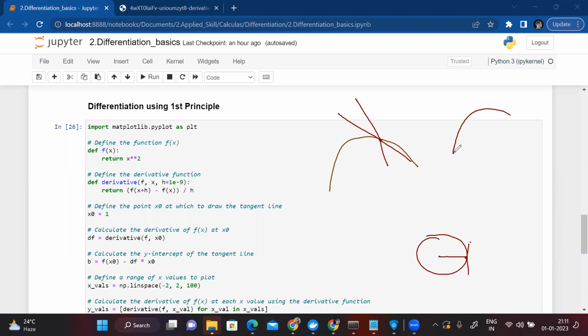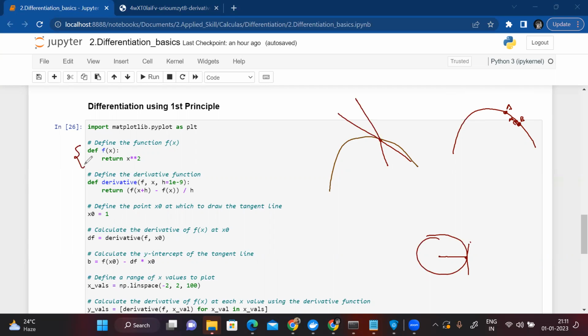So for that reason we are using the concept of limit. If we want to find the slope, or the tangent line, at this point, how can we do it? We use the concept of first principle. Basically, we select one random point and try to come closer to this point A, and we achieve it using the concept of limit.